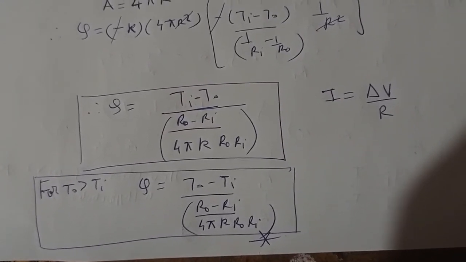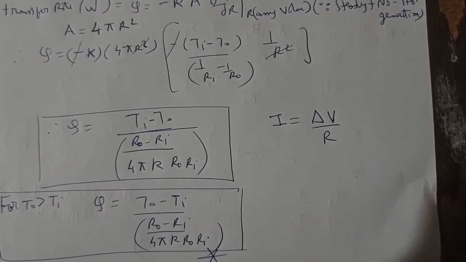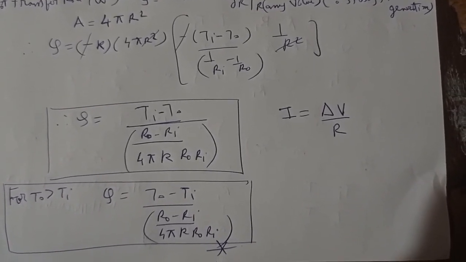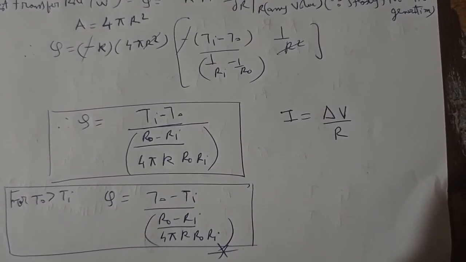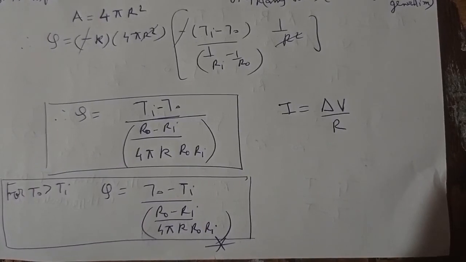When we compare it with the electrical terms, that is I equals delta V by R, we can say that this delta T in the numerator is compared with the voltage difference, the heat transfer rate with the current, and the denominator is the thermal resistance, which is compared to the electrical resistance. Thank you.